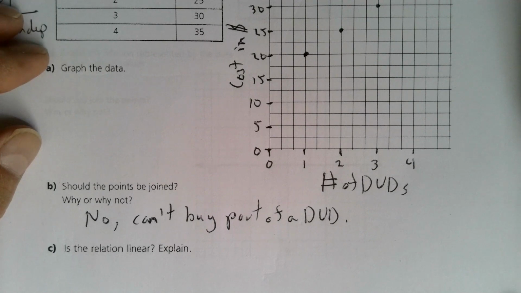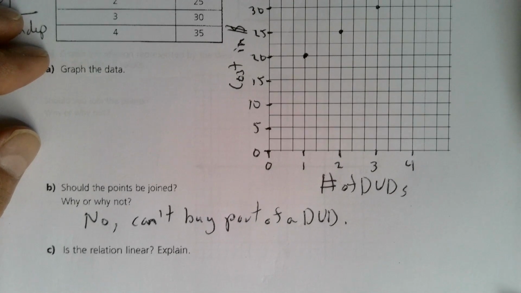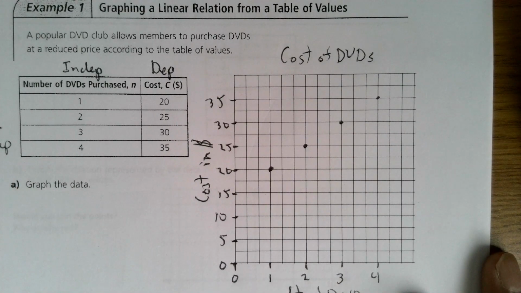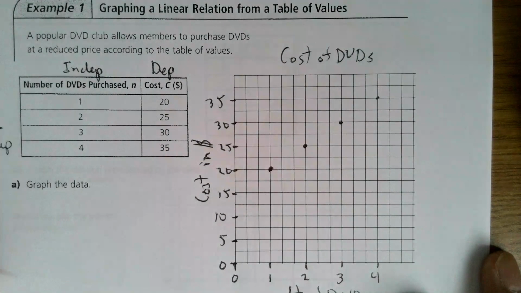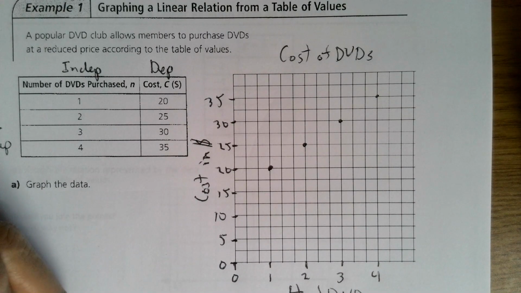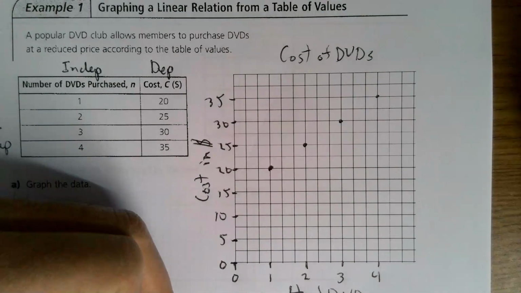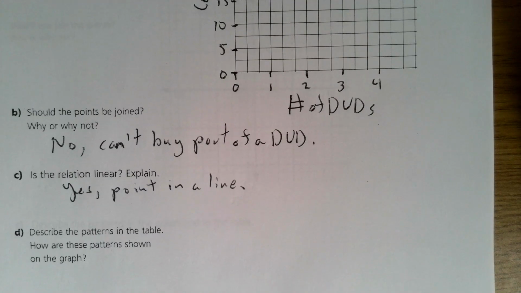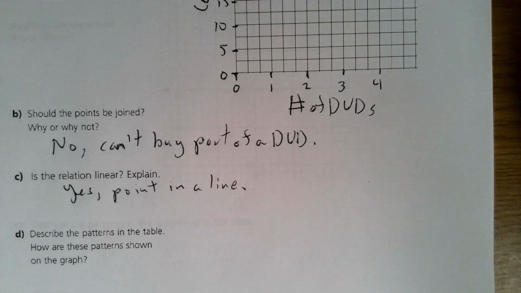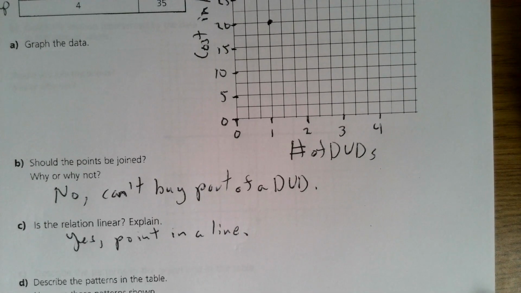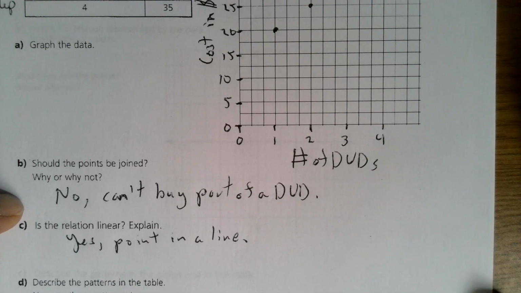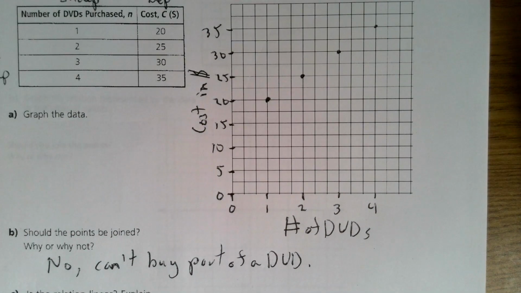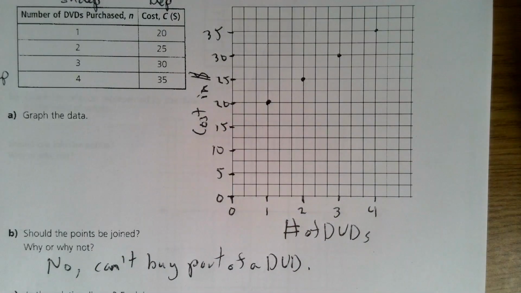Okay, C, is the relation linear? This is different than whether or not we draw the line. So are the points in a line? Yes. So is the relation linear? Yes. Points in a line. Notice, you can get really screwed up on this. Whether or not you draw the line depends on whether or not there are infinite points between these 2 points, and whether or not it's linear is whether or not it's in a straight line. So really important to keep that straight.